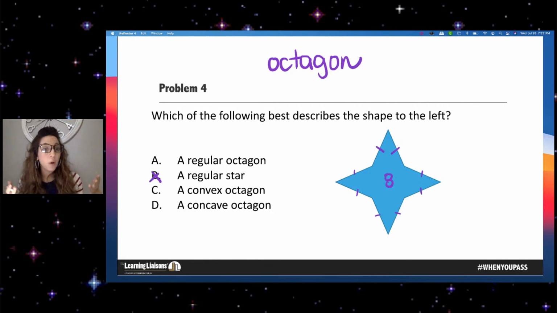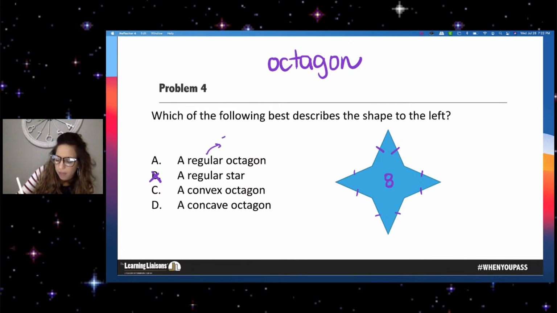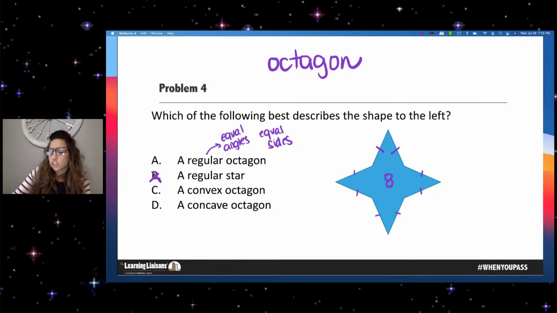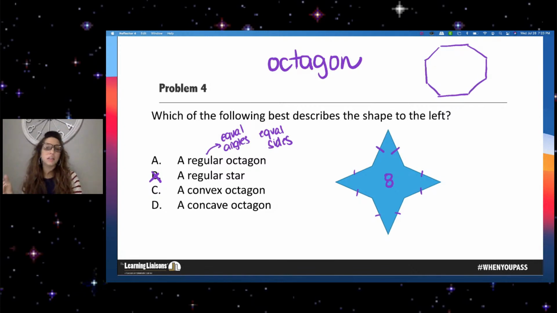Well, here's what we know about a regular shape. Regular hexagon, pentagon, octagon, whatever. A regular shape is going to have equal angles, equal sides, and it is going to be a convex shape. So a regular octagon is going to be a stop sign. It's going to look something like this, and we're trusting my ability to draw equal sides here. It's the best I can do. That's an attempt at a regular octagon. So it's not a regular octagon.